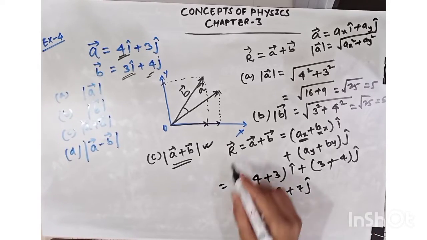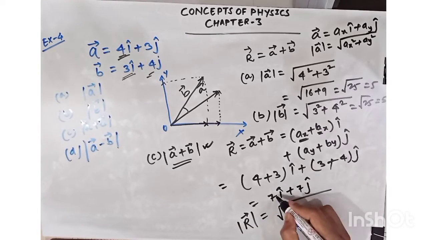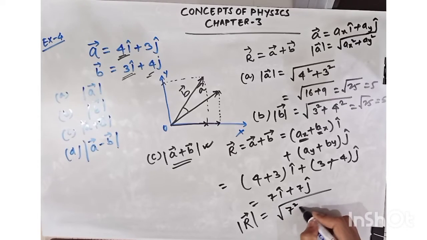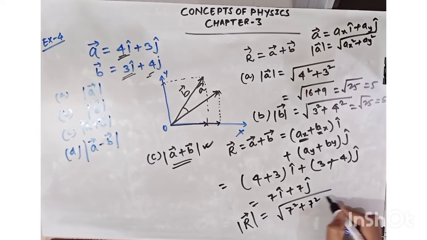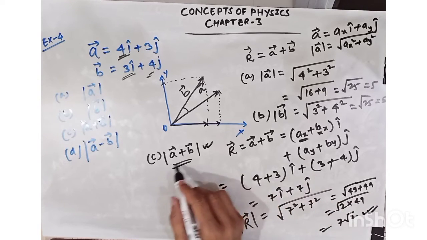And what would be the magnitude of this R? It is the square root of the x component squared plus the y component squared, and this is nothing but 49 plus 49, which will come as 2 into 49. We can write it down, and the square root of 49 is 7, so 7 under root 2. So this is the value of C.